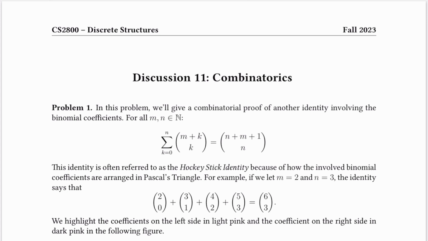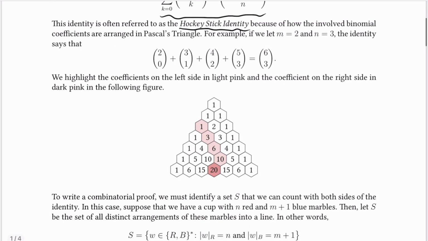In this problem, we want to give a combinatorial proof of this identity here. This identity is referred to as the hockey stick identity, because the binomial coefficients involved are arranged like a hockey stick in the Pascal triangle here.